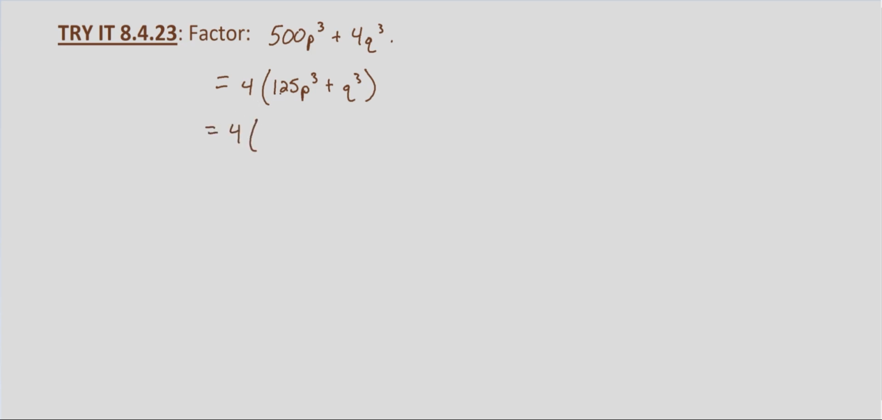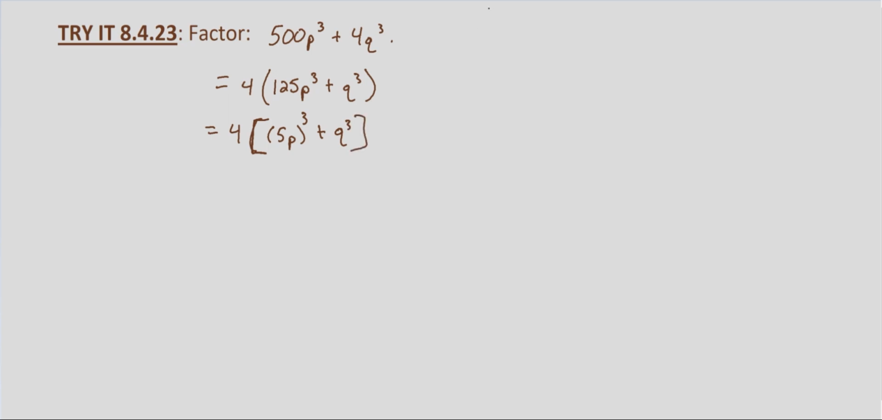4 times, well, what is 125? What is that a cube of? Well, that's a cube of 5. 5 times 5 is 25. Times 5 is 125. So I'll go ahead and make this a bracket instead. And we have 5p cubed plus q cubed. And remember, we're looking at a sum of cubes.